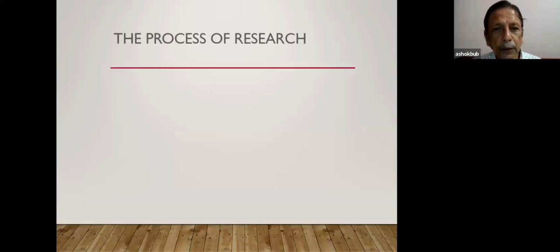To start with, let us have a small introduction to the process of research and then the current status of research, especially social science research and management research, and what exactly is happening in the research. That acts as a prelude for the need for mixed method or the triangulation component.